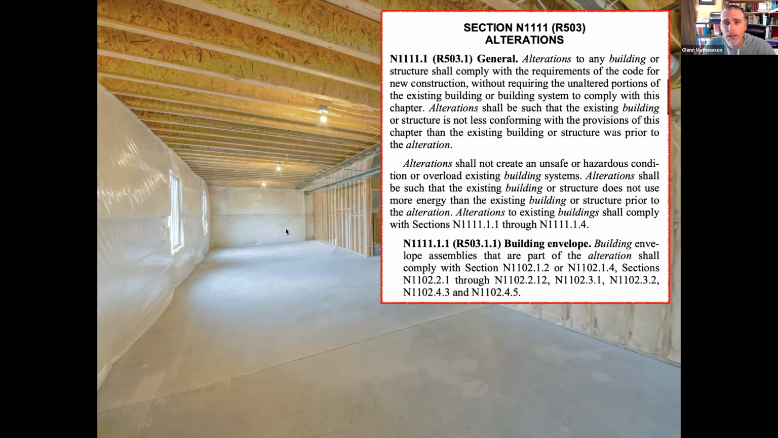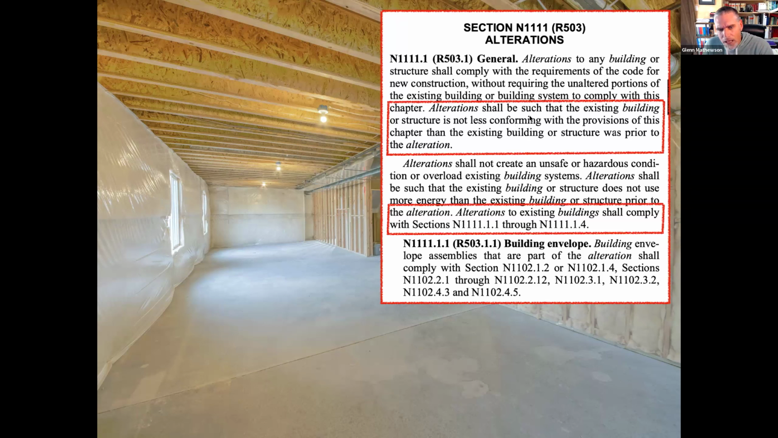It's already conditioned. So if we look at this alterations part, it simply says we can't be less conforming than the existing building. So putting a finish material over this isn't changing the energy use or making it less conforming. But now we can always read code with bias, and this can get weird. Then this next part says, hold on, alterations to buildings have to comply with these subsections. Well, I'm still altering this from an unfinished space to a finished space. And so then you go to the subsection and it's like, hold on, building envelope assemblies that are part of the alteration shall comply.